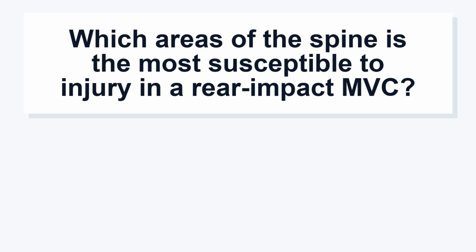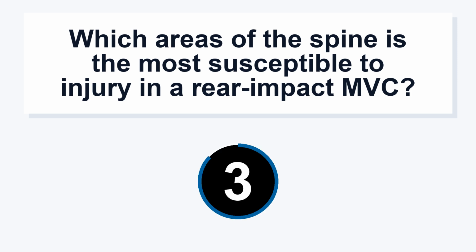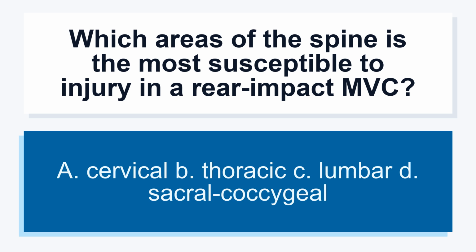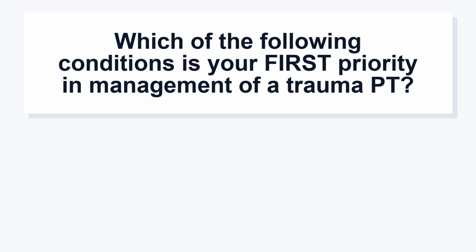Which area of the spine is the most susceptible to injury in a rear impact MVC? A. Cervical. B. Thoracic. C. Lumbar. D. Sacrococcygeal.